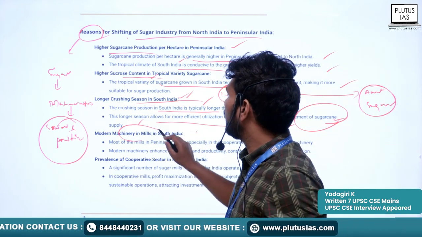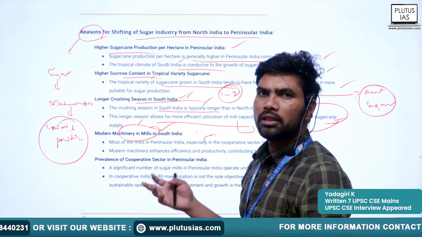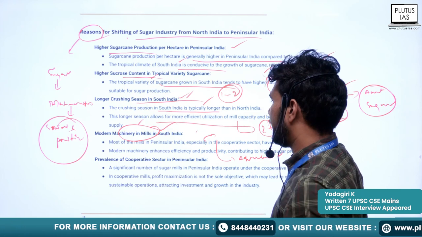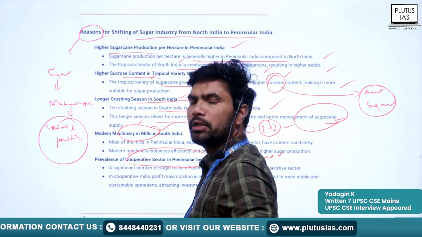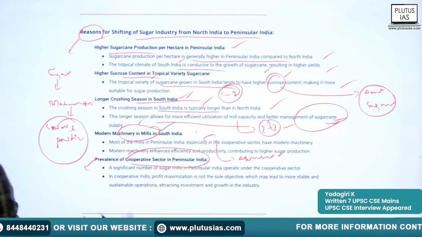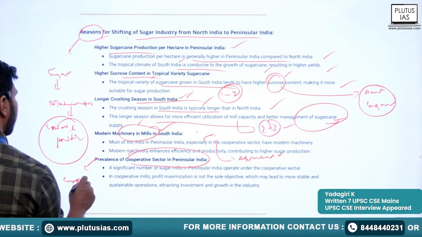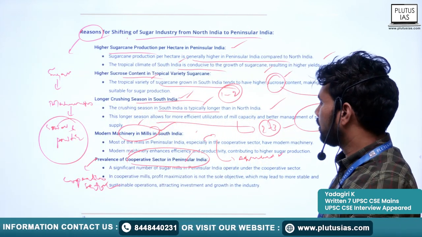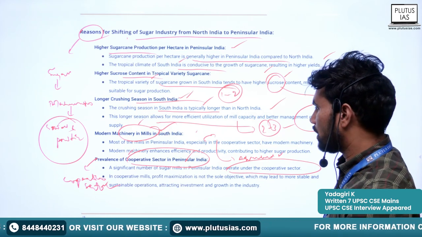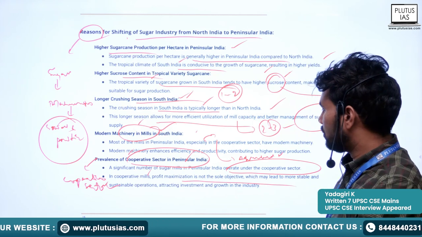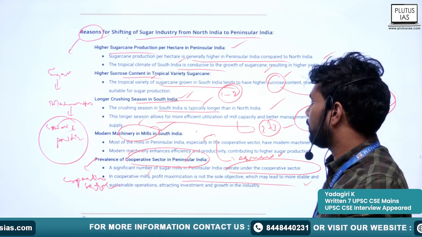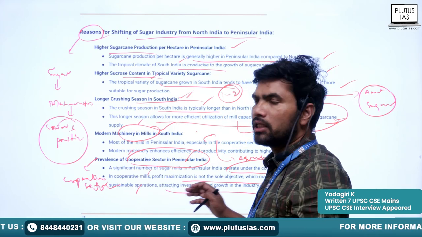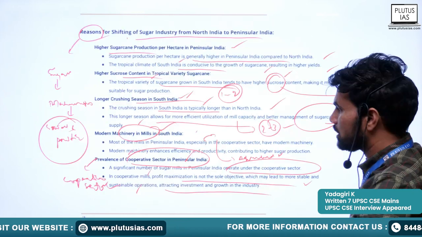Next factor is modern machinery in mills in South India. The South Indian mills were established relatively later, so they have advanced technology. Next is prevalence of cooperative sector in peninsular India, especially in Maharashtra. Many sugarcane mills have been established in the cooperative sector. A significant number of sugar mills in peninsular India operate under the cooperative sector. In cooperative mills, profit maximization is not the sole objective, which may lead to more stable and sustainable operations, attracting investment and growth in the industry. So these are the factors that are helping the growth of sugarcane industry in South India.